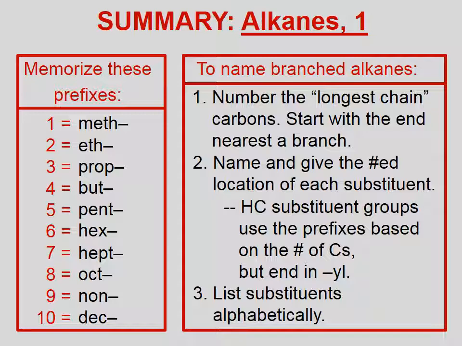Let's summarize. Firstly, you need to have those 10 prefixes memorized. And then, to name branched alkanes, you number the longest chain carbons, starting with the end nearest a branch. You name and give the numbered location of each substituent. Substituent groups end in yl. And then you list the substituents in the name alphabetically.